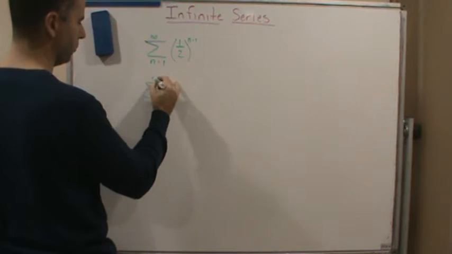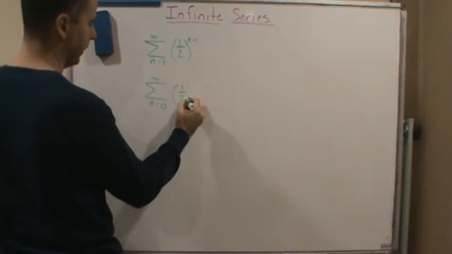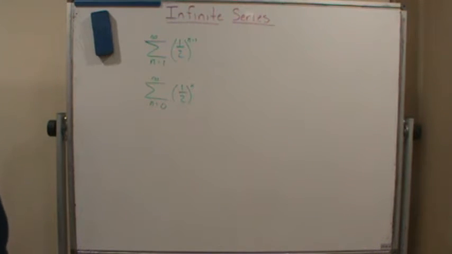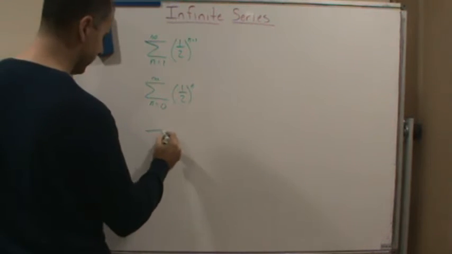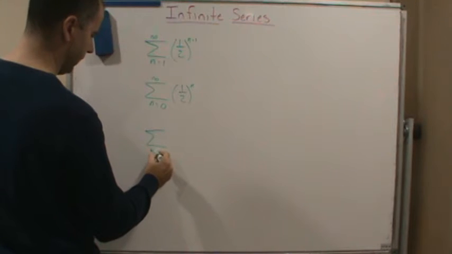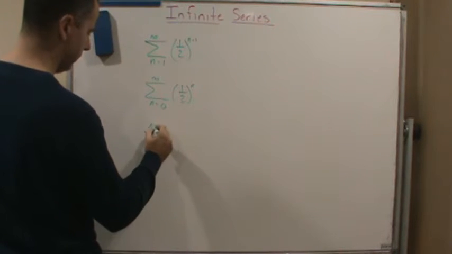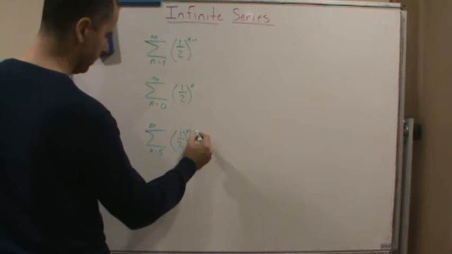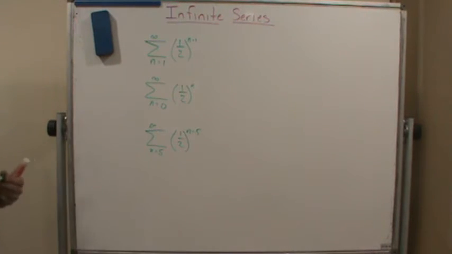n equals 0 to infinity. And then we would just rewrite this as n. Or we can write the same series as n equals 5 to infinity, and we could rewrite the series like that.